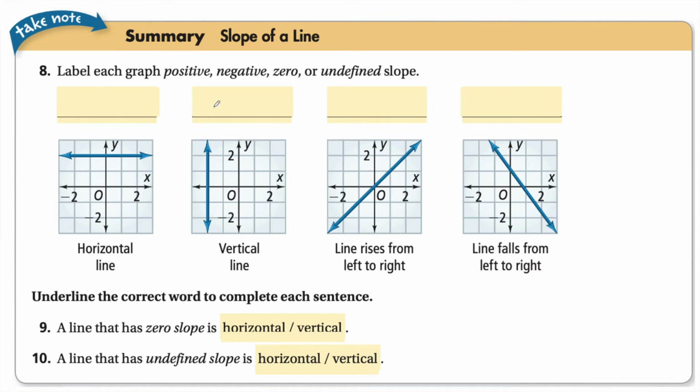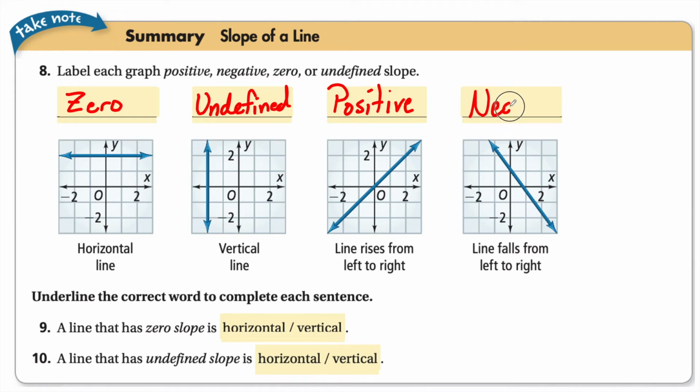Label each graph as positive, negative, 0, or undefined. If it's a horizontal line like this, then the slope will be 0. If it's a vertical line like this, that is going to be the opposite of 0, which is going to be undefined. If it rises from left to right, it's positive, talking about money once again, so we know that this is going to be positive. And if it's going into the negative numbers from left to right, then we know that it is going to be negative.